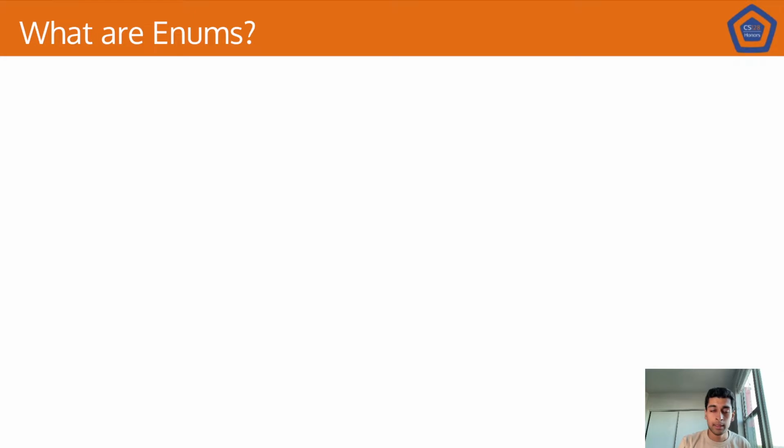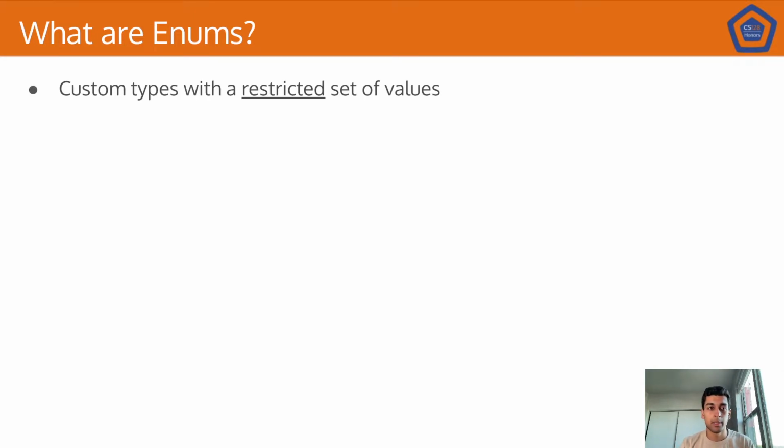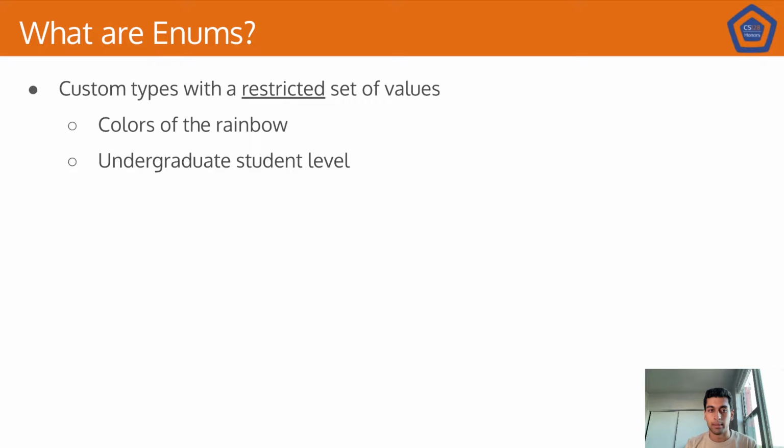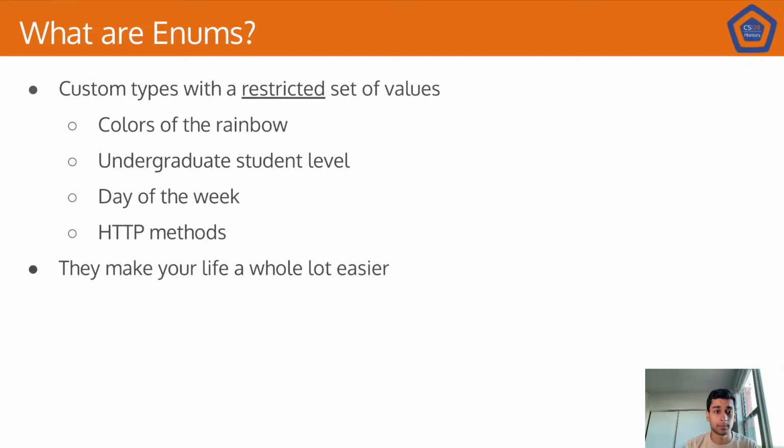So now on to enums. What are enums? Enums are custom types with a restricted set of values. So this could be colors of the rainbow, an undergraduate student level, freshman, sophomore, junior, senior, day of the week, HTTP methods, whatever it may be. The set of values that this type can take on is restricted.